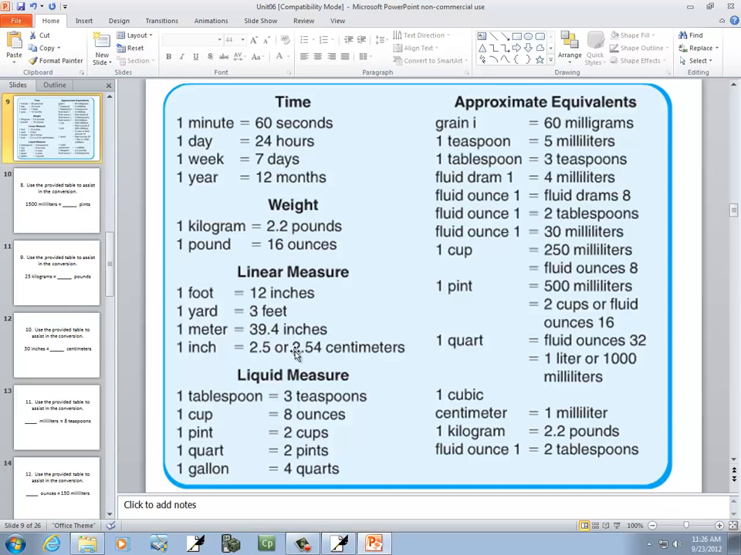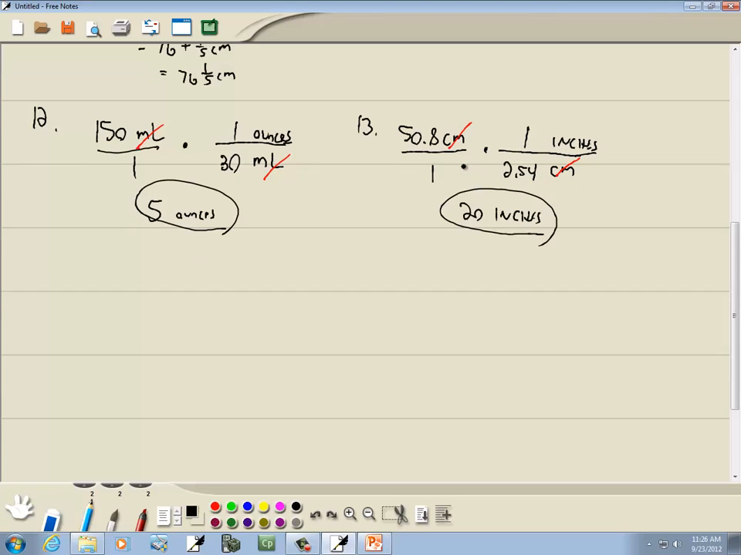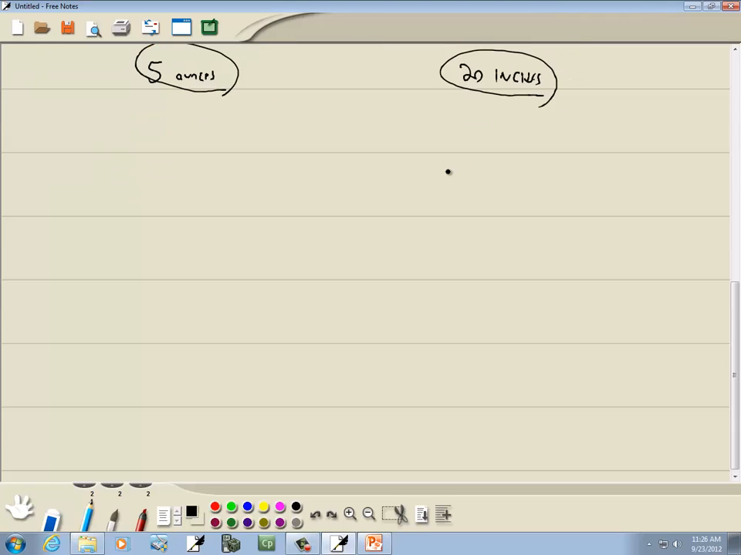I notice they say 2.5 or 2.54. A good rule to use is don't round until the very end. When you get down, write your answer. That's when you can round. So don't go with 2.5. Use 2.54. Okay, so the centimeter is going to cancel. And I got 50.8 divided by 2.54, which gives us 20. So that becomes 20 inches. Dimensional analysis is so simple once it clicks with you, because you don't have to worry about what do I do, multiply or divide. The way the problem looks drives it.